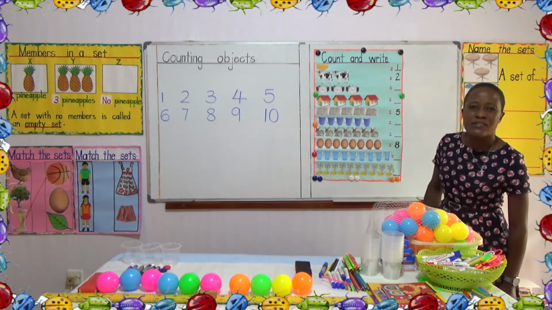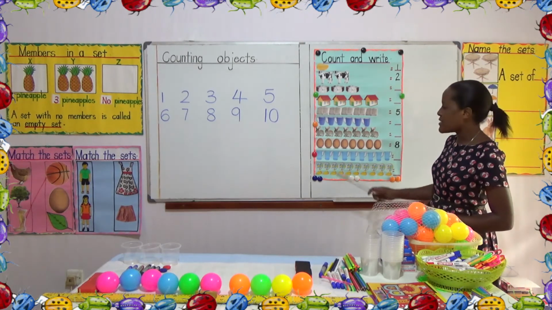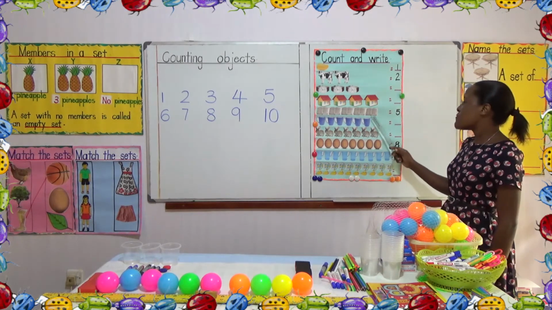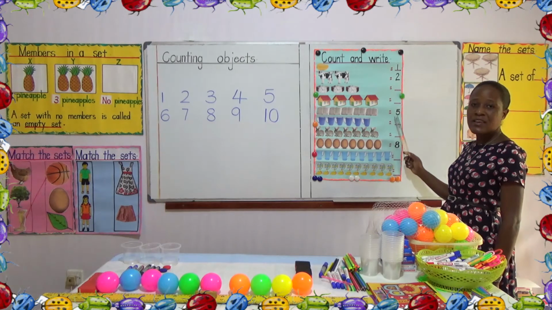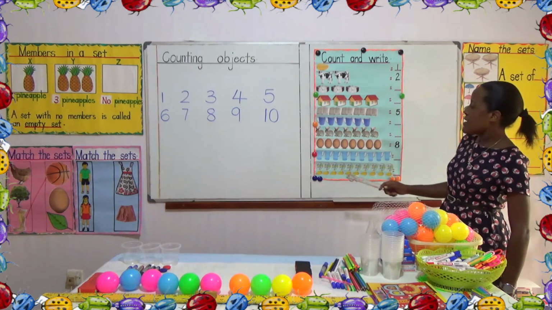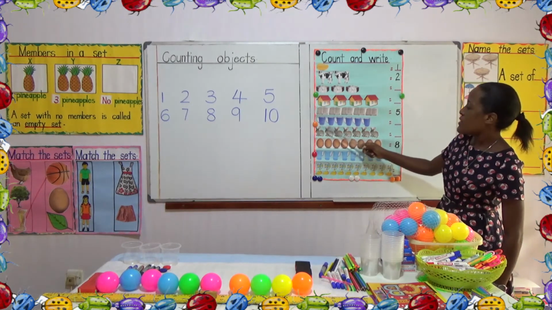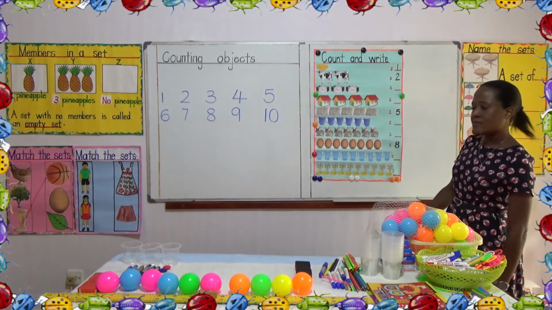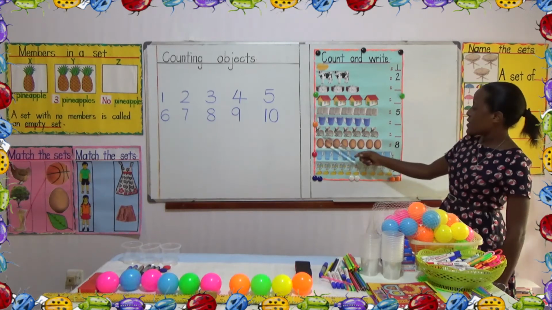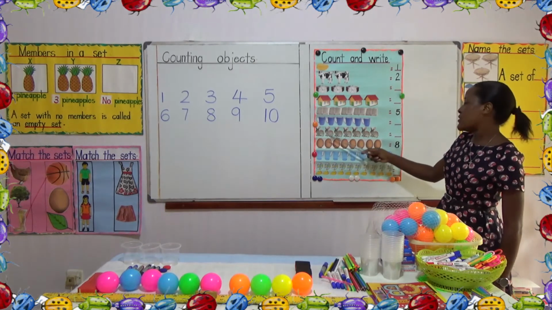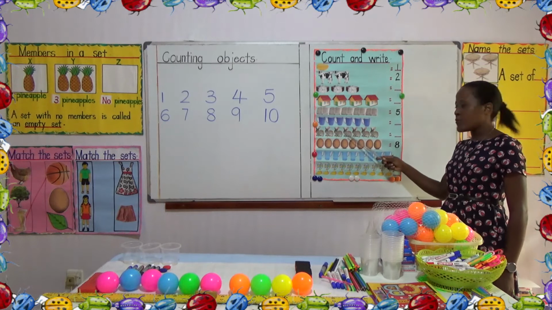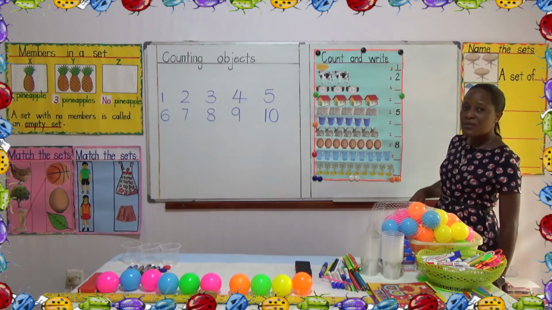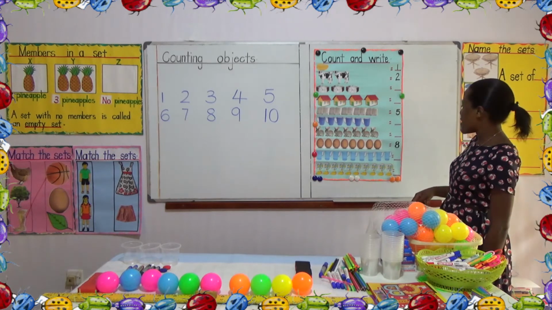Then we have books. Can we count books together, class? 1, 2, 3, 4, 5. Number 5 was written for you. Okay? Let's go to the next. 1, 2, 3, 4, 5, 6. You write it there. Rabbits. 1, 2, 3, 4, 5, 6, 7. How many rabbits are there? You write the number there.